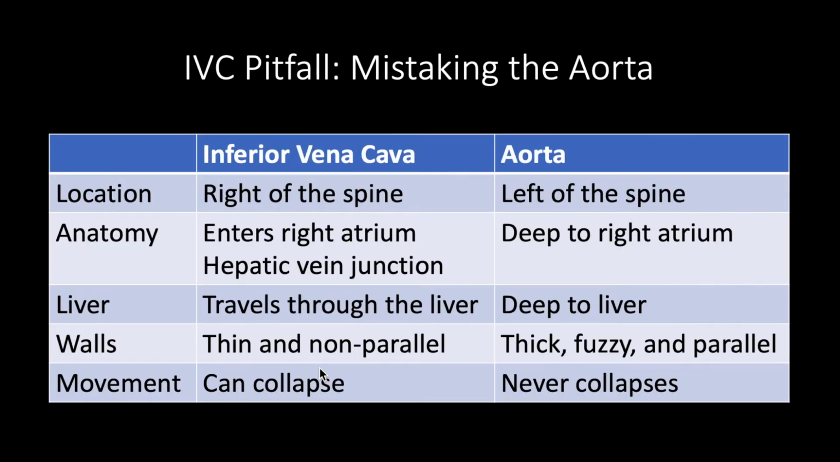So again, here's a quick summary of ways we can distinguish IVC from aorta. The location is important, right versus left. The anatomy: we always want to see the right atrium and hepatic vein whenever we can. Ask yourself, does the IVC travel through the liver, or is the structure deep? Is there some echogenic white tissue between the liver and my structure? IVC walls will be thin and non-parallel and collapsible very frequently. Aorta will be thick, fuzzy, and parallel and should never collapse.